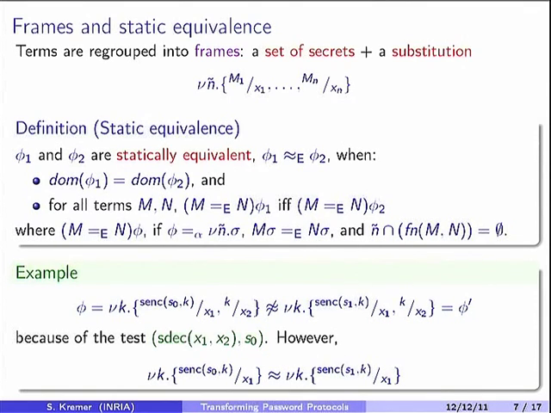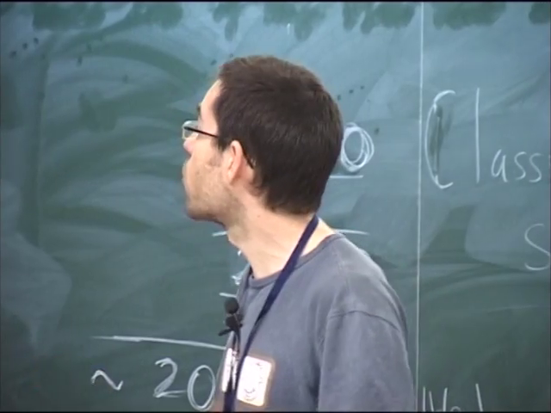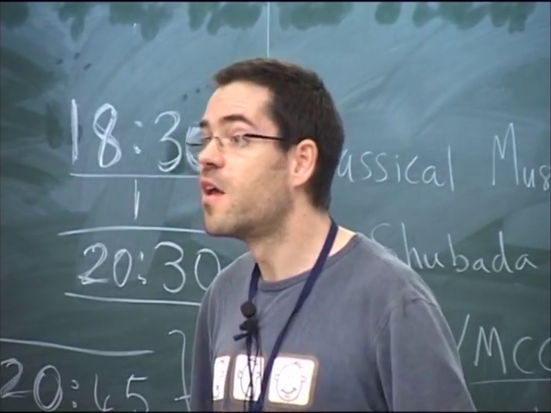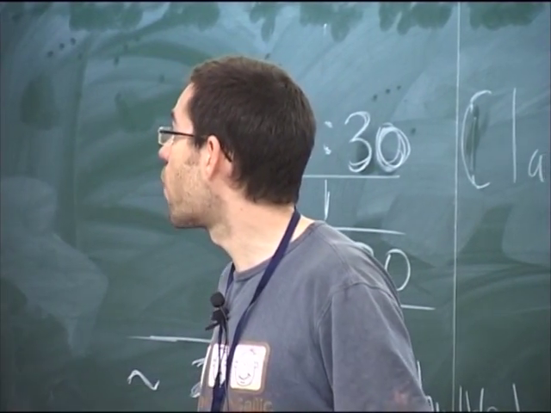And if I'm taking a different frame where I'm not divulging the key k, well, then these will actually be statically equivalent. There's no way of distinguishing them under the equational theory that I presented on the previous slides. There's no equation that could hold on the left-hand side that would not hold on the right-hand side and vice versa.